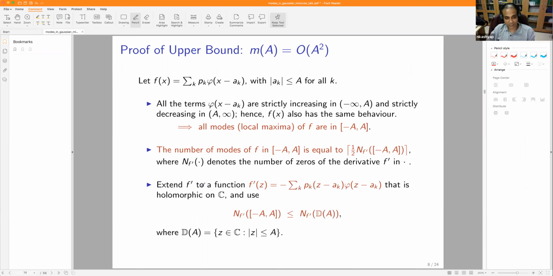So take the derivative of this function, f prime. It's going to be of this form, where we replace x by z. Then I extend this to a function of a single complex variable, a holomorphic function on C, just by replacing the x variable by z, where z is a complex variable. Of course, the zeros within the interval -a to a, the zeros of the derivative of the mixture, are going to be bounded by the number of zeros in a disk of radius a centered at the origin.